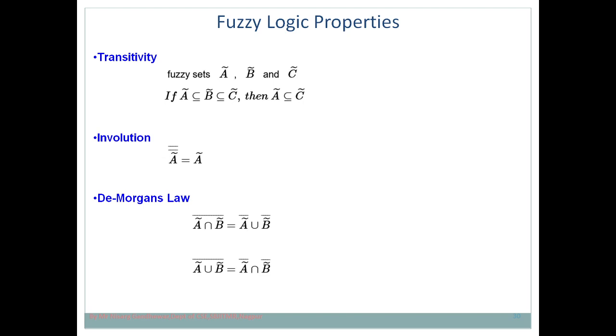Then the involution property is there. Involution operation is represented by double lines. Here you can see that the involution of fuzzy set A is equivalent to fuzzy set A.